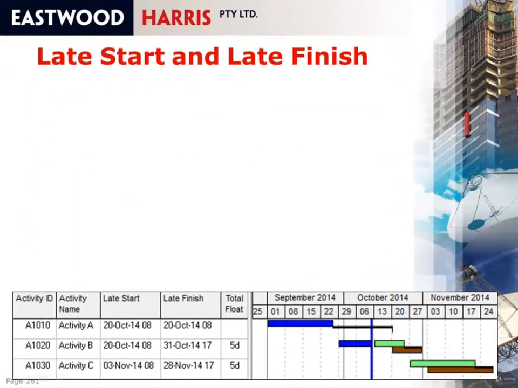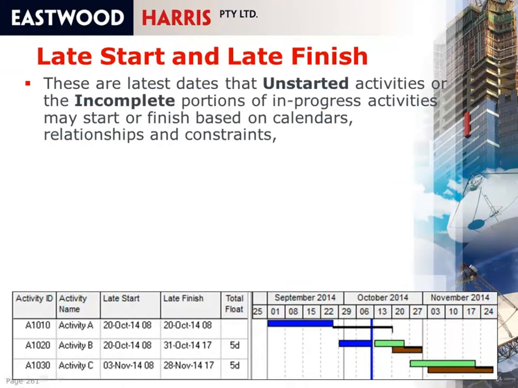Late start and late finish. These are the latest dates that unstarted activities or incomplete portions of in-progress activities may start or finish based on calendars, relationships, and constraints. So here we have an activity that has not started, and this is the latest point in time that activity may finish, which is the same as the total float point, and this is the latest time that activity can start without delaying the end of the project. And this is the way other products would display these dates. But the in-progress activity, the late start, is shown as the 20th of October, which is in actual fact the remaining late start. That's the latest point in time the remaining duration of the activity may start without delaying the end date of the project.